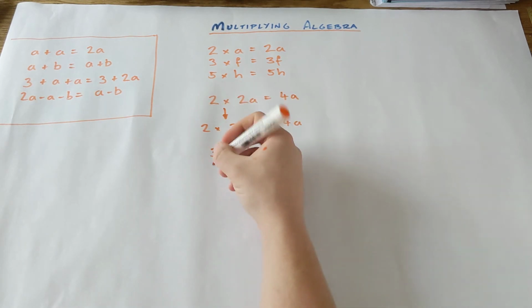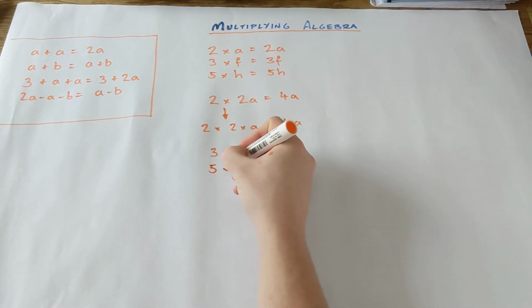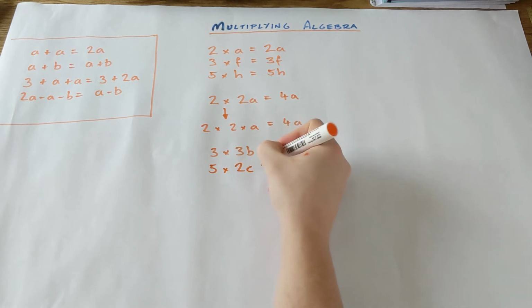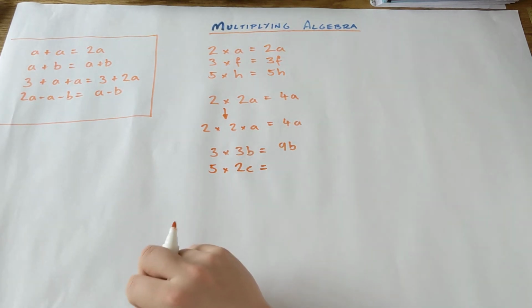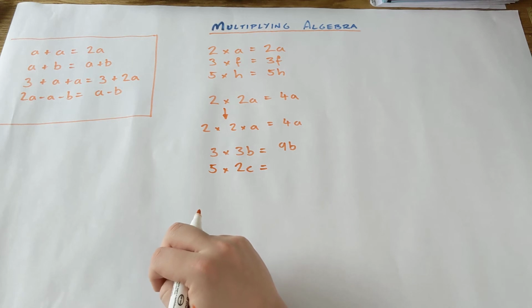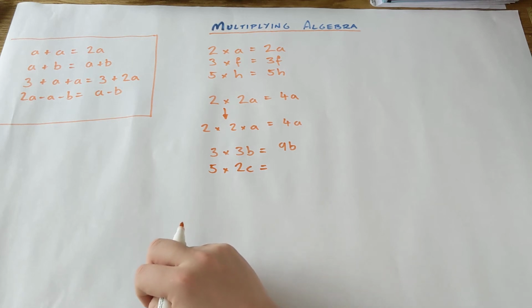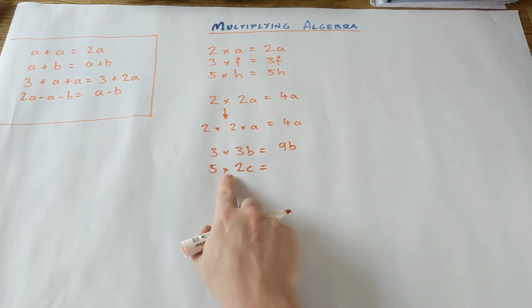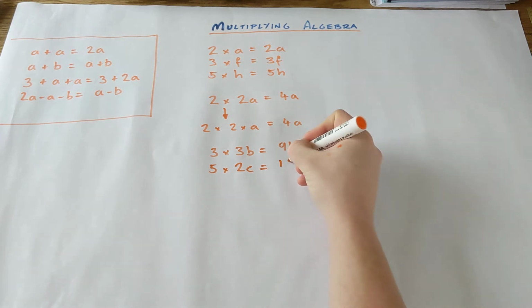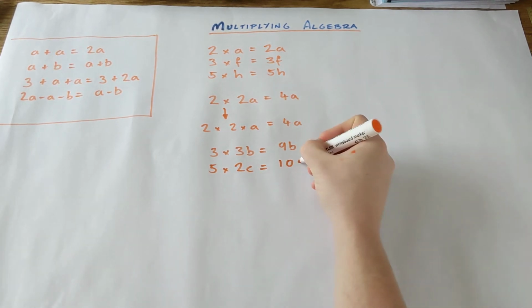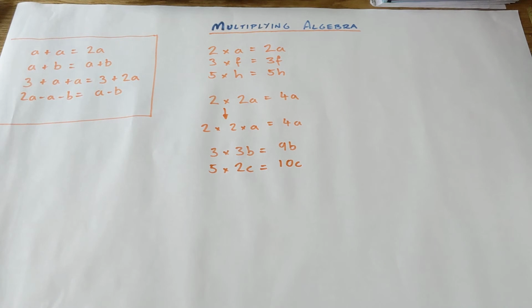Okay, if I did 5 times 2c, again, I'll give you a little second to think of that. Okay, and that's going to be 5 times 2, which is 10, and I've still got this c. Okay, so that's how it works combining terms when we're multiplying them in algebra.